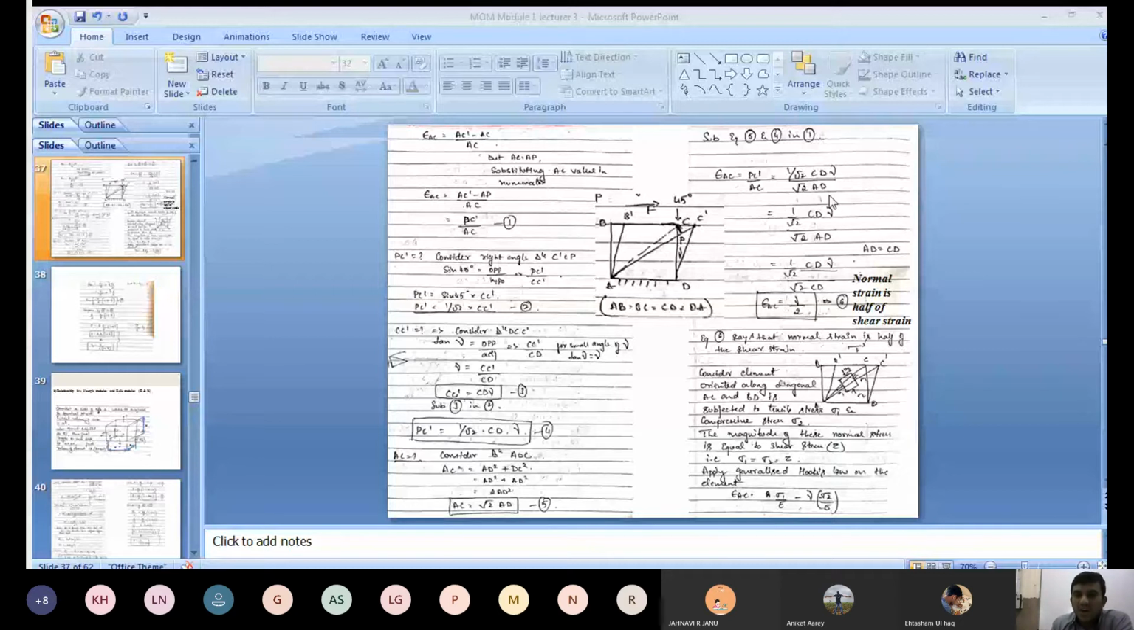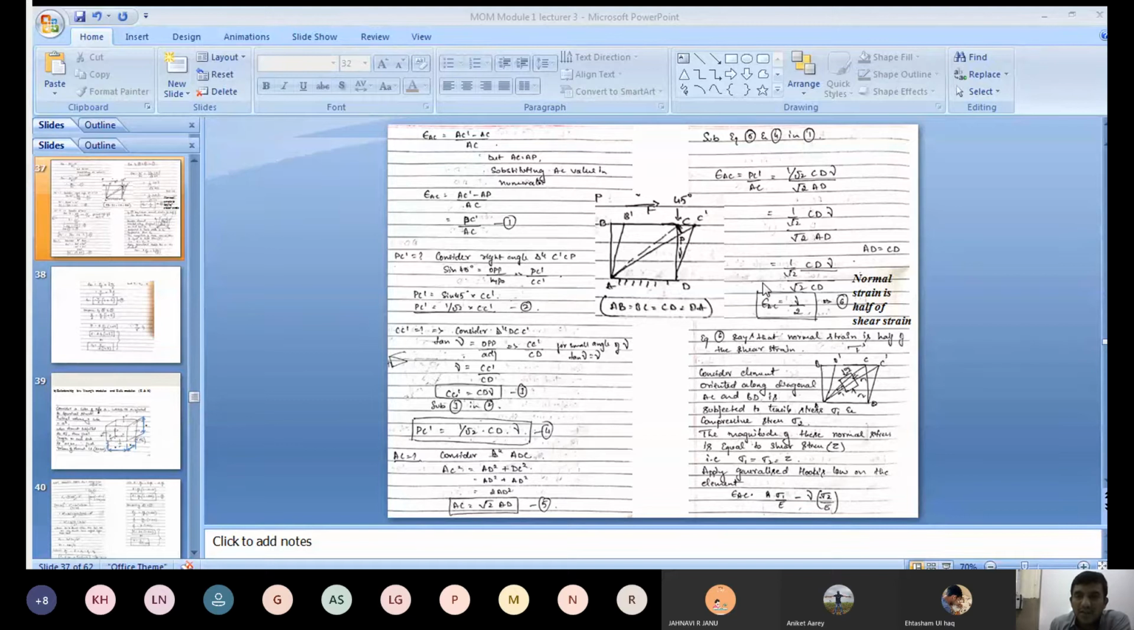Now, the normal strain along the diagonal is always half of the shear strain. Now, remember this equation. See the statement here: normal strain is always half of the shear strain. That we get from equation 6. But what is our ultimate aim? Our aim is to determine the relation between Young's modulus and shear modulus. But here I got the relation between the normal strain and shear strain. Then how do you determine those relations?